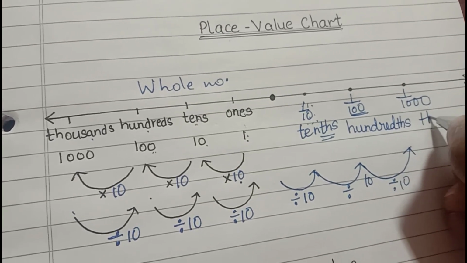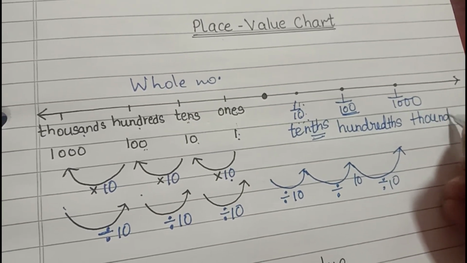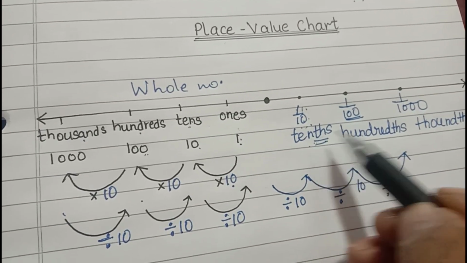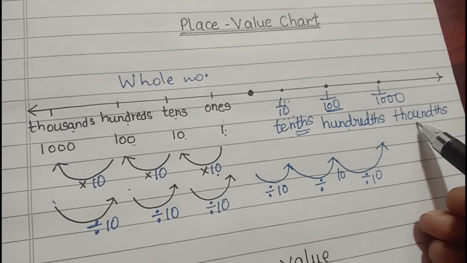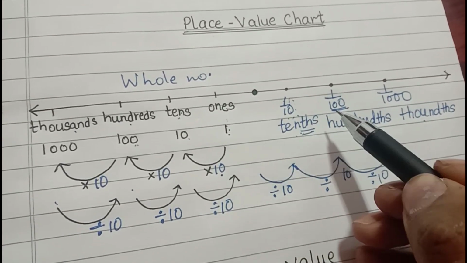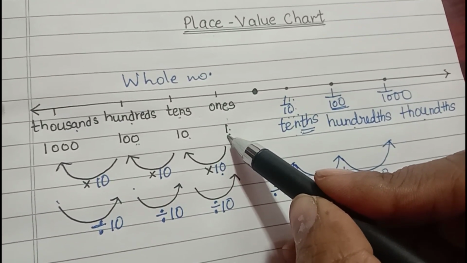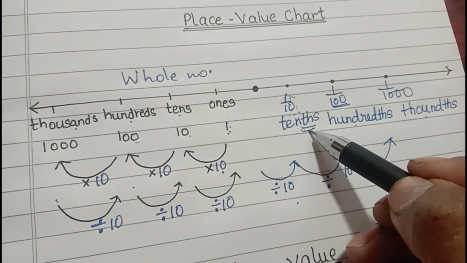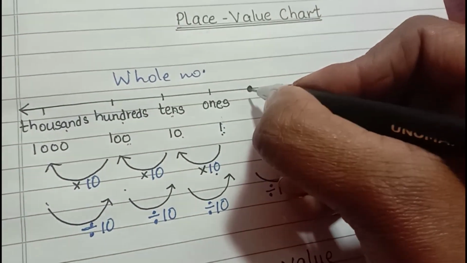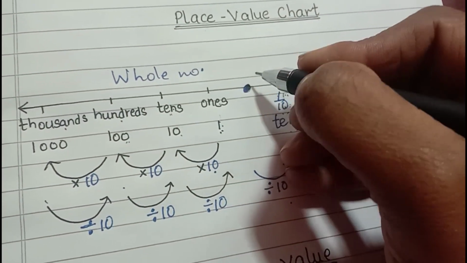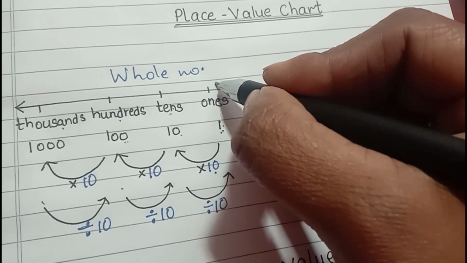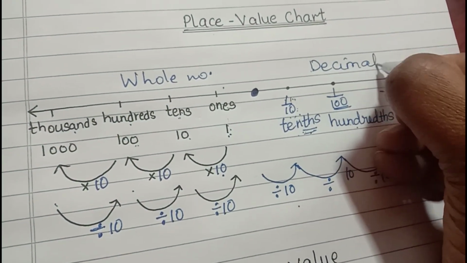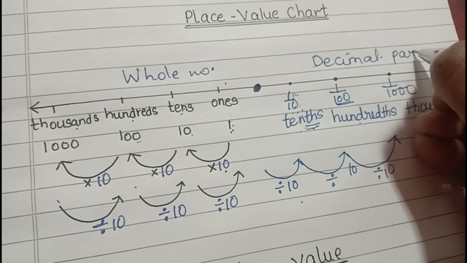That is the thousandths place. So here you see, we are beginning with tenths, hundredths and thousandths place. We don't have a oneths place. Why? Because whenever we are dividing 1 by 10, we are getting 1 upon 10. That is the tenths place. So this decimal point separates your whole number part from the decimal part. This point is separating, and this is your decimal part.